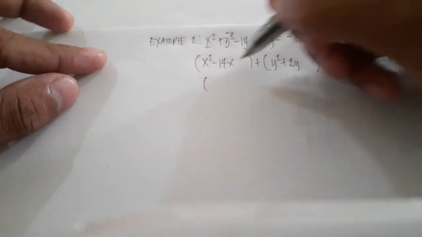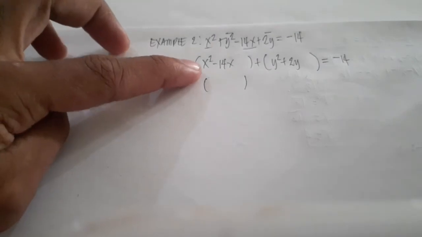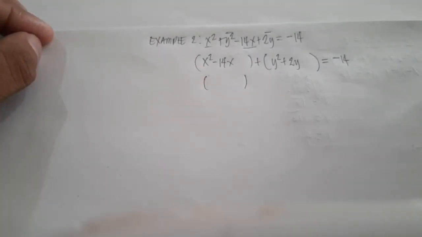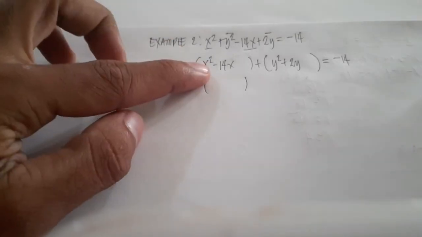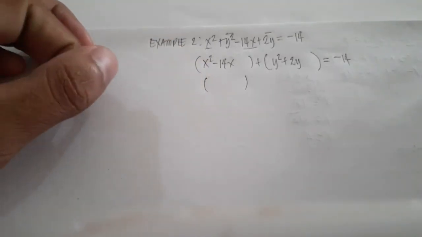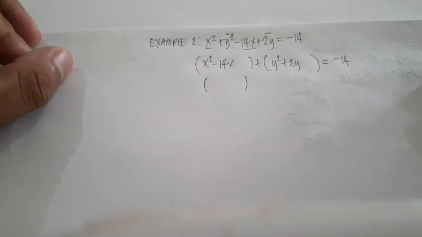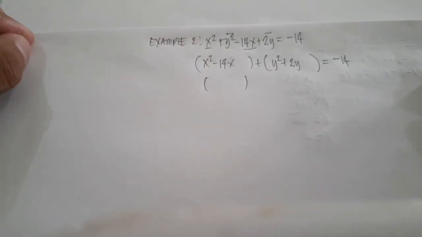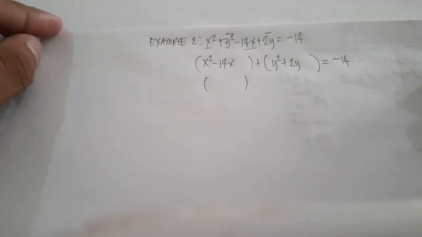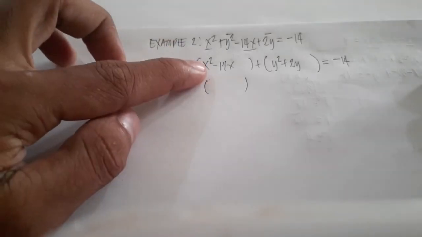So what is the number that would give you a sum of negative 14 when you add it to itself? Okay, so the number is 7 or negative 7. So the number is negative 7, because negative 7 added to negative 7 will give you negative 14. So we need the same number for this one, so that we could have a perfect square trinomial. So the number is negative 7.